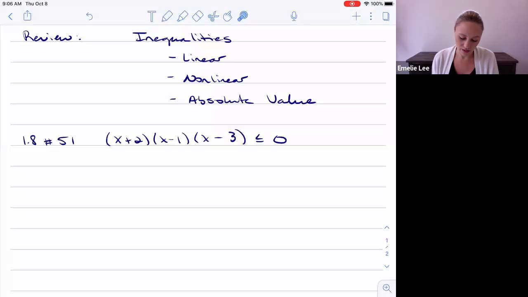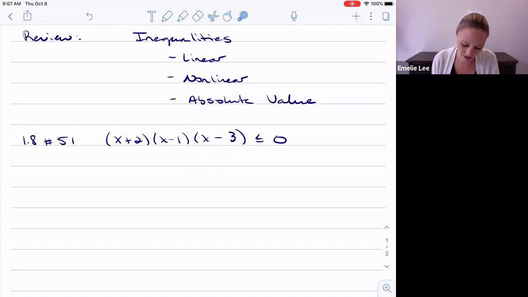And so now we know the solutions of this thing where it equals 0. So that's where it crosses the x-axis, right? So it crosses at x equals -2, right? Because that would make this 0, and then 0 times anything makes 0, right? So it crosses at -2, at +1, and at +3.